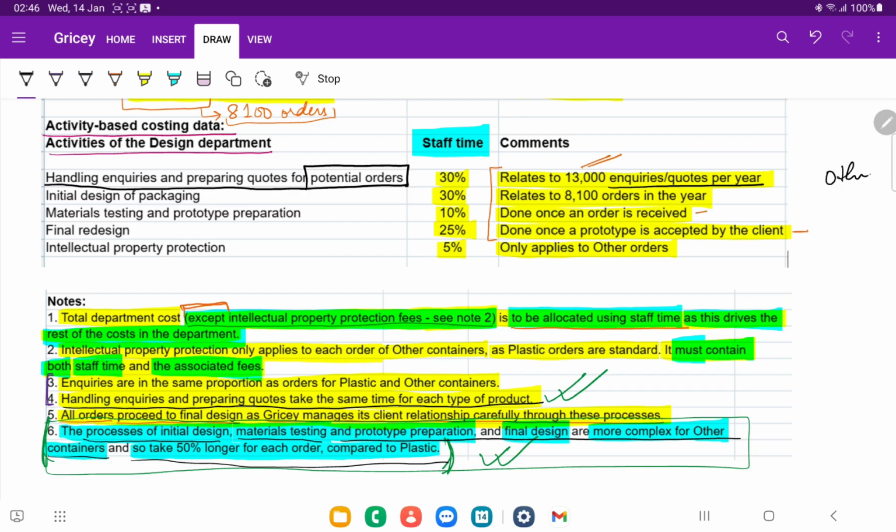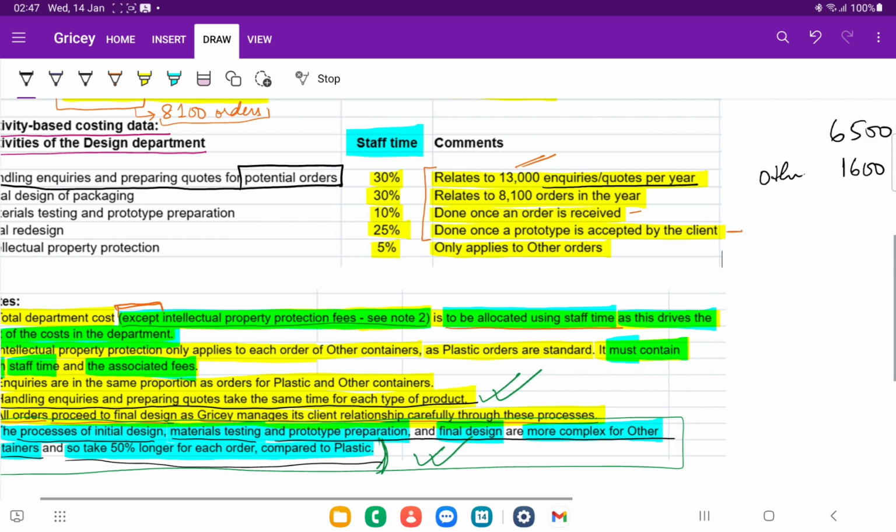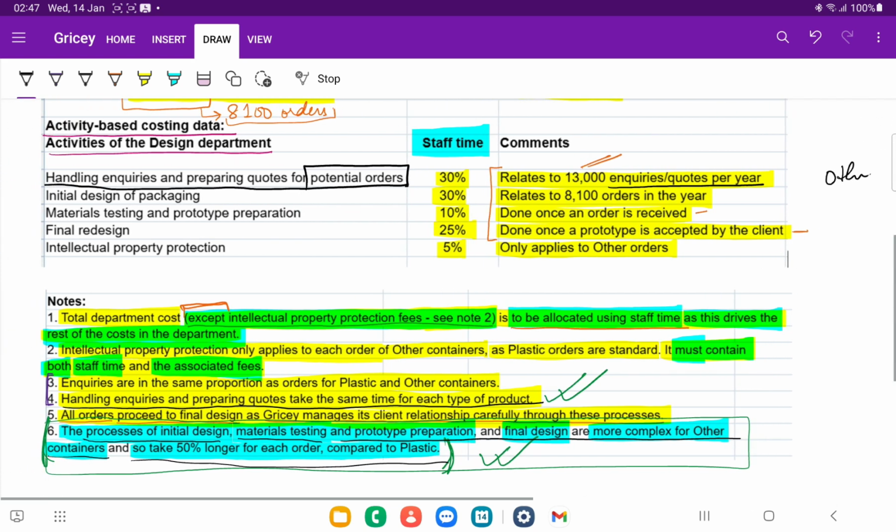Because we are dealing with inquiries, we are dealing with quotations, we are providing them quotations specifically for other work, and for the standard order. So now the question is, is this a value added activity or not? Do you really think it's a value added activity? Yes, with respect to other products, other containers, which are more customized, it's a very important thing, because you need to understand the requirements of customers, and then you need to act accordingly. You need to charge them accordingly.